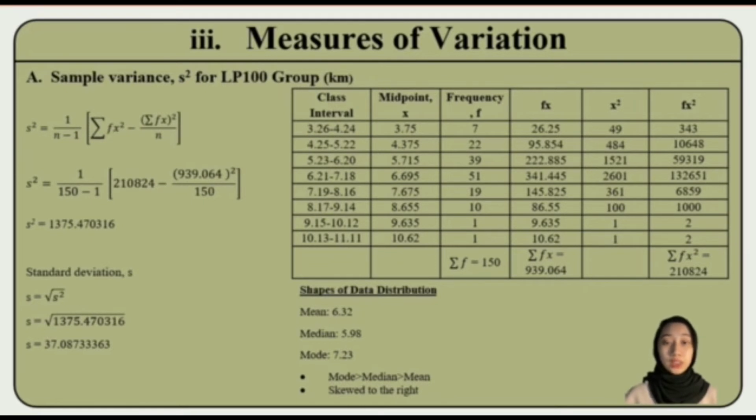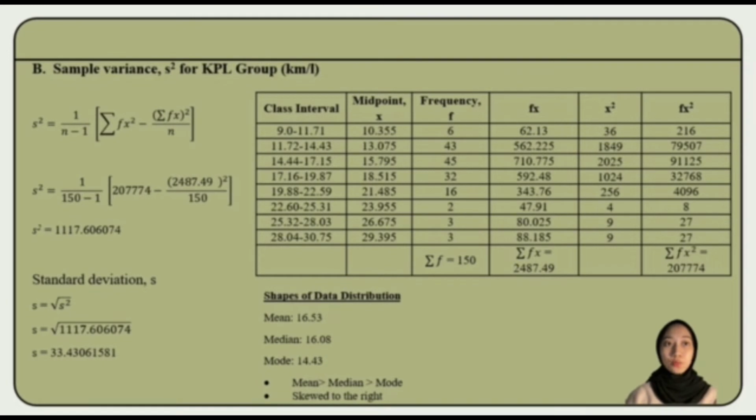The sample variance for the liter per 100 group is 1375.470316, and the standard deviation for liter per 100 kilometer is 37.08733363. The shape of the data distribution for liter per 100 group is skewed to the right. The next is the sample variance for the KPL group, which is 1117.606074, and the standard deviation is 33.4306158. The shape of the data distribution for the KPL group is skewed to the right.